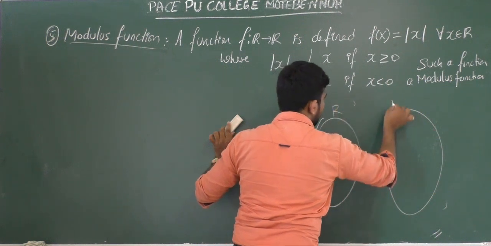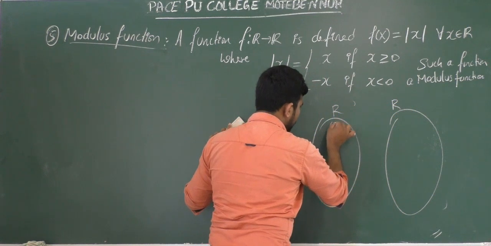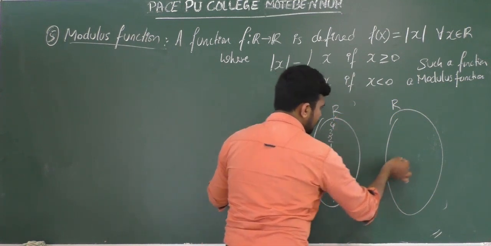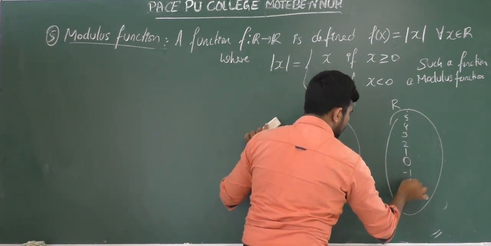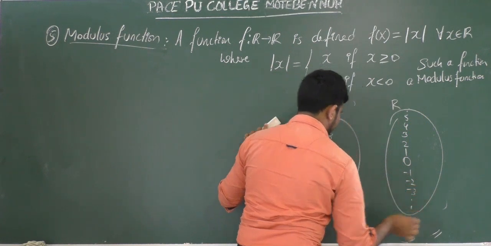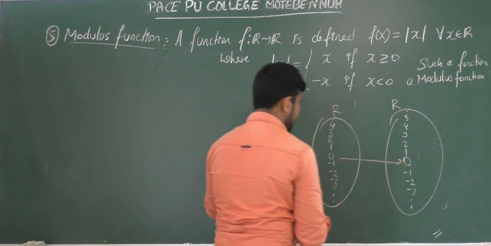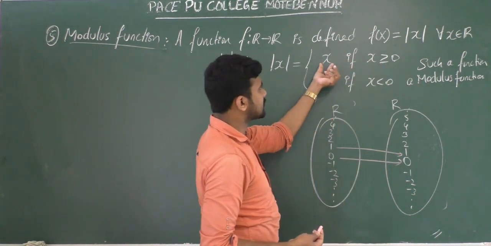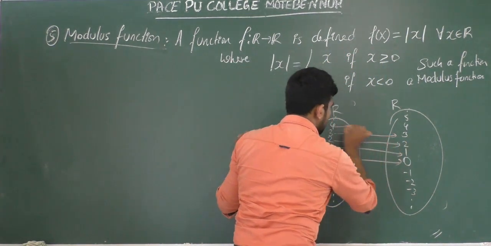Both are real numbers; we have 0, 1, 2, 3, 4 and so on, minus 1, minus 2, minus 3 and so on. Here also 0, 1, 2, 3, 4, 5 and so on, minus 2, minus 3, and so on. See here, the image of 0 is 0. Image of 1 is 1. If you consider any number greater than 0, the image is itself.